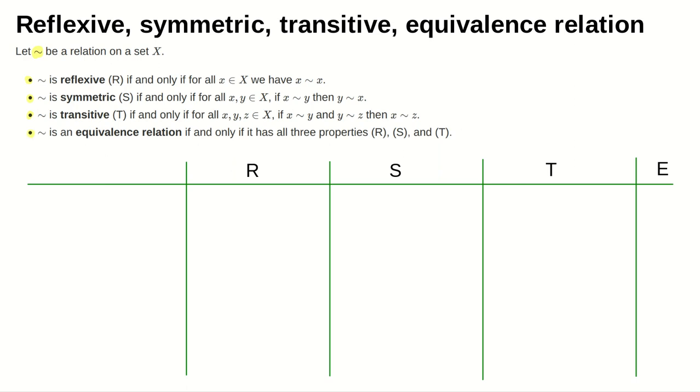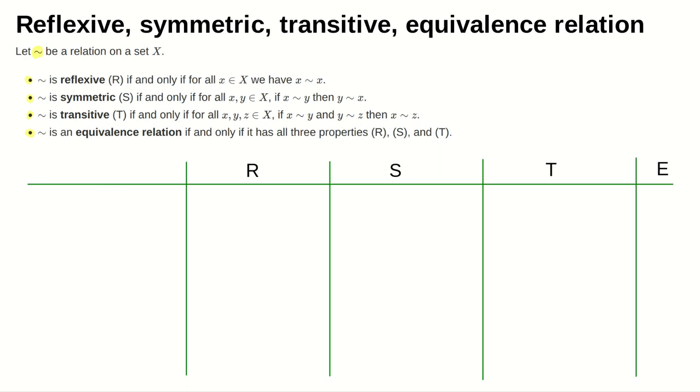So finally, the property of being an equivalence relation is just that the relation should possess all three properties of reflexivity, symmetry, and transitivity. So a relation is an equivalence relation if and only if it has property R, property S, and property T.